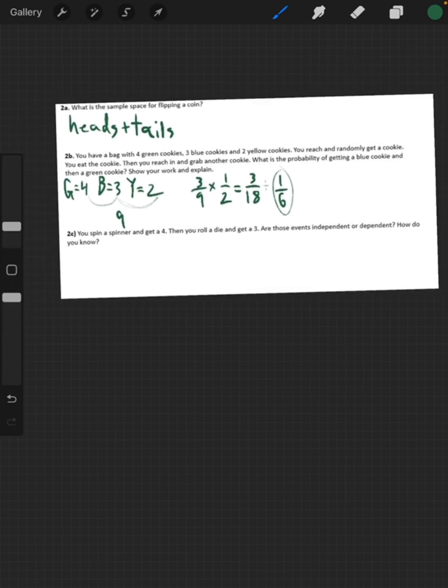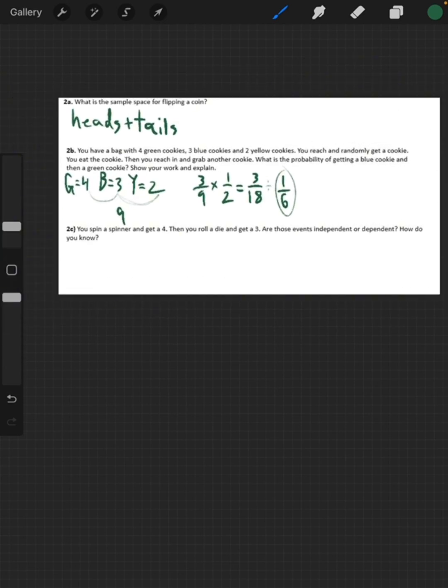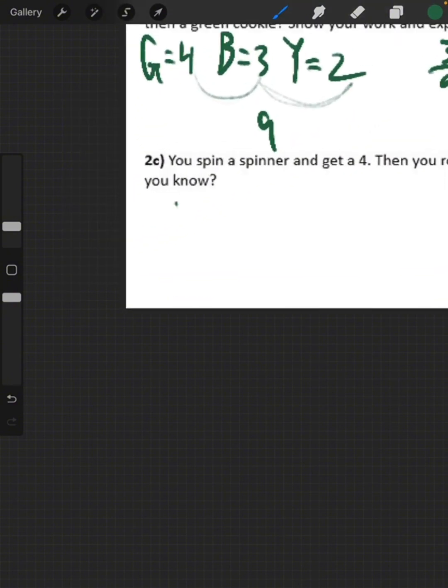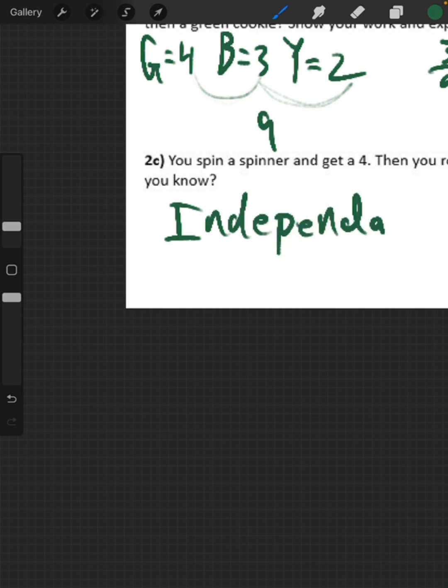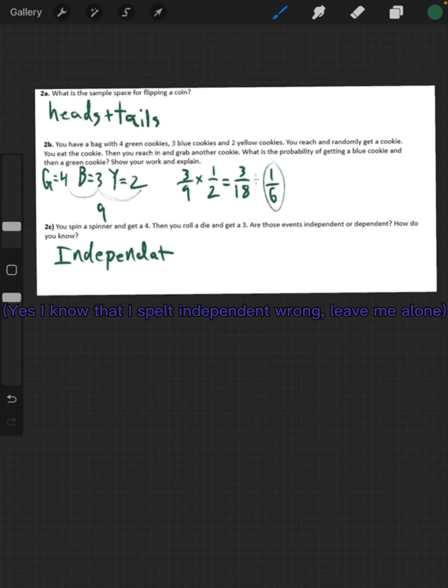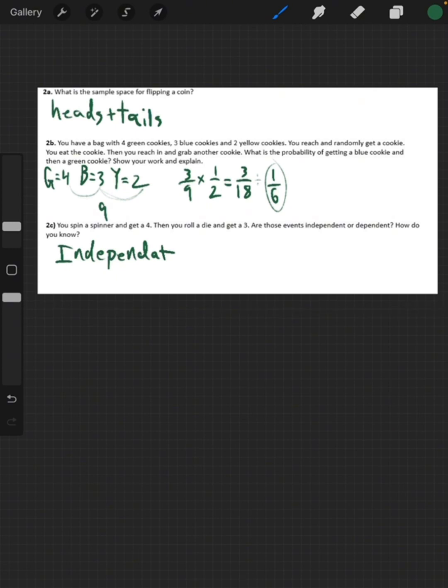You're crazy. Okay. You spin a spinner and get a 4. Then you roll a die and get a 3. Are those events independent or dependent? How do you know? I'm really glad that I don't have to write down the reasoning because I hate those in problems. But anyways, it would be independent, because the spinner would not affect what you get if you roll a die.